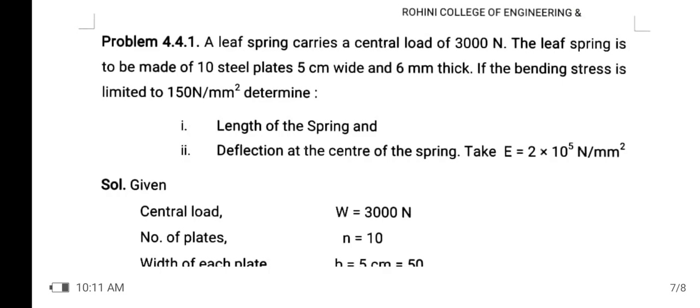The problem: a leaf spring carries a central load of 3000 Newton. The leaf spring is to be made of 10 steel plates, 5 cm wide and 6 mm thick. If the bending stress is limited to 150 Newton per mm square, determine the length of the spring and the deflection at the center of the spring. E is equal to 2 into 10 power 5 Newton per mm square.